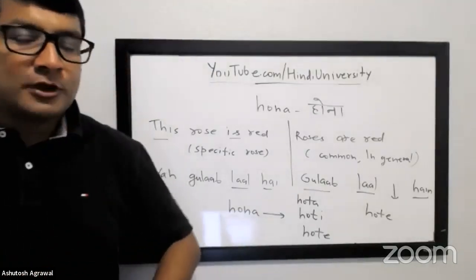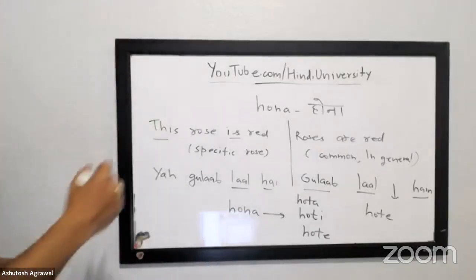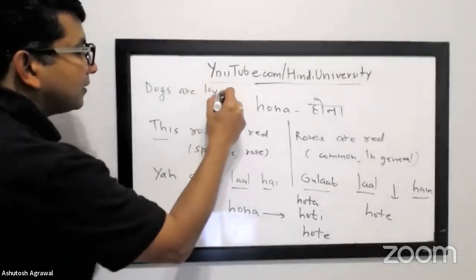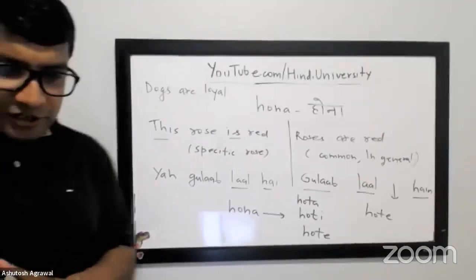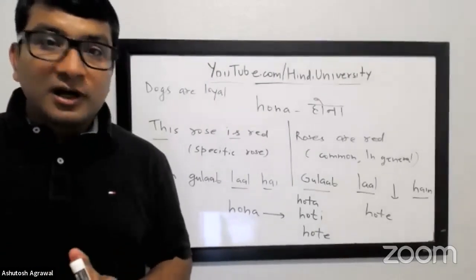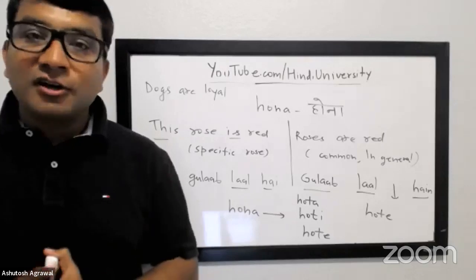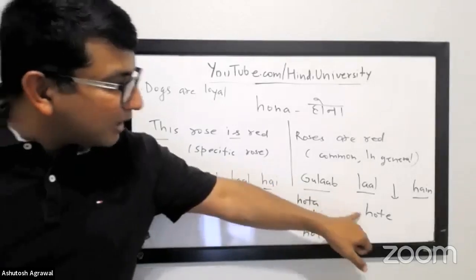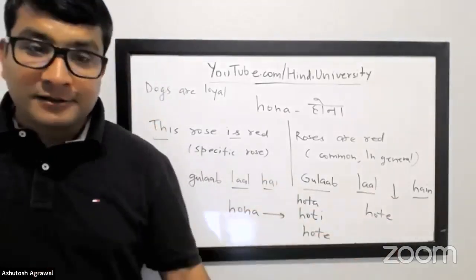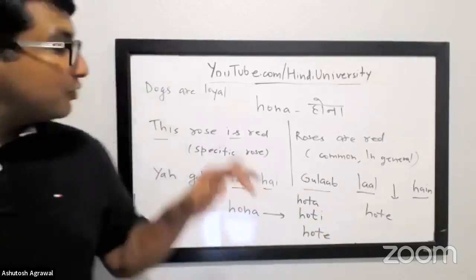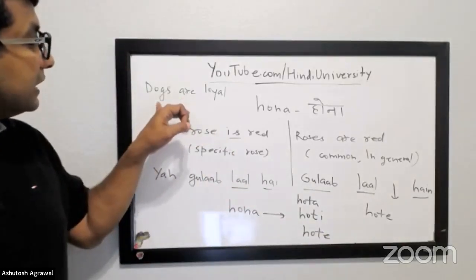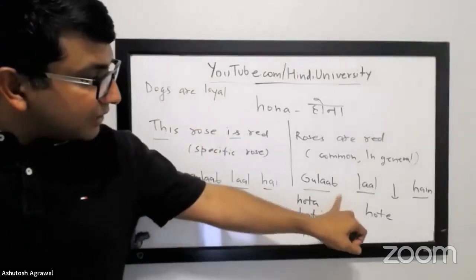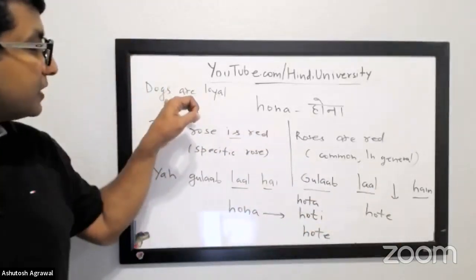Whenever you're saying something which is general, let's say the general statement is dogs are loyal. This is a generic statement that I'm saying. I'm not saying it for a particular dog. I'm saying in general, dogs are loyal. Just like we wrote this one, gulab lal hote hain. If you were to take a guess, Barbara ji, you don't need to know what dog is called in Hindi. You don't need to know what loyal is called in Hindi. Just use the same pattern. Just like you said, gulab lal hote hain. How will you say it?